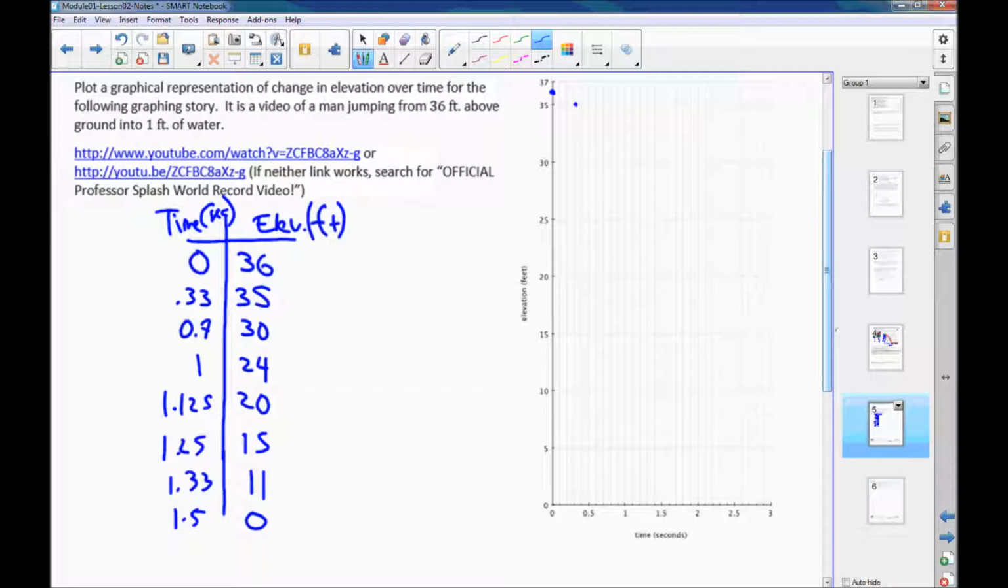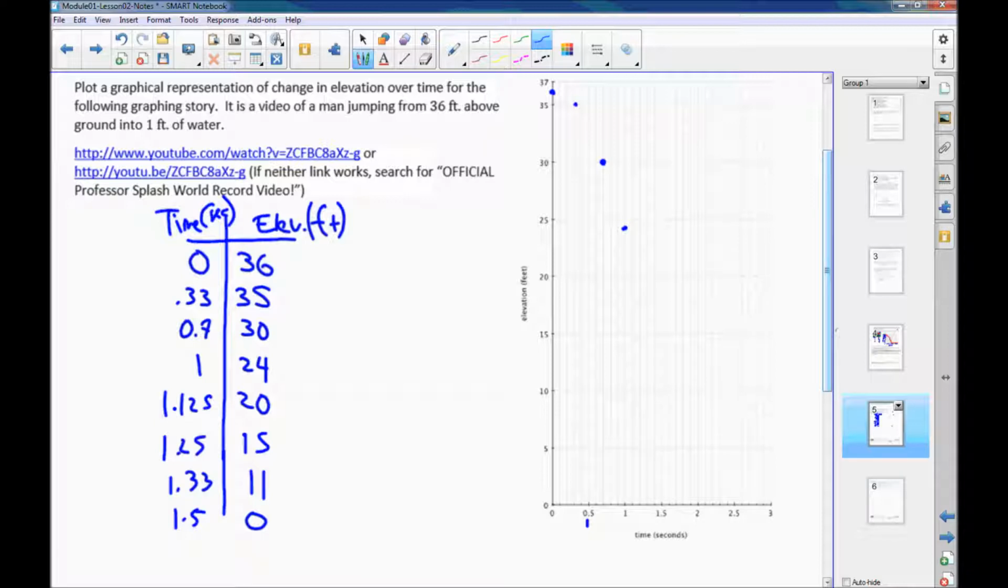And then at 0.7 seconds, he's at 30 feet. So 0.5 again down here. So there's 0.6, 0.7. So the seventh line over, we're supposed to be at 30 feet. So 1, 2, 3, 4, 5, 6, 7. And then at 1 second, we're at 24 feet. So 1 second and 24 feet is going to be about right here. Okay. At 1.125 seconds, all right, so that's just a little bit more than 1 second. We're at 20 feet.